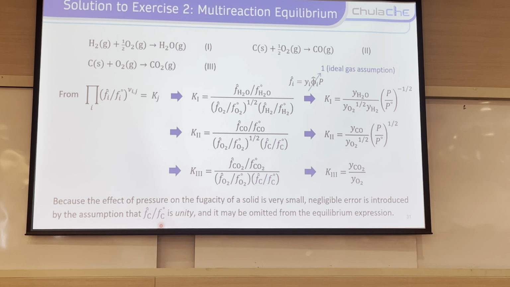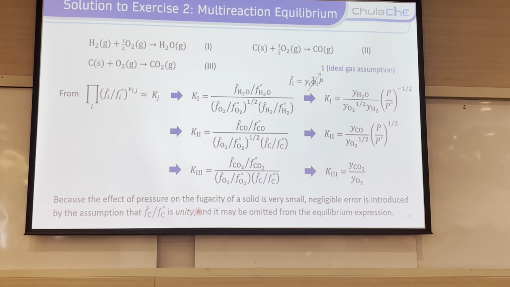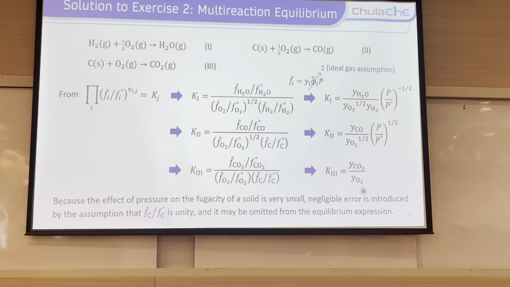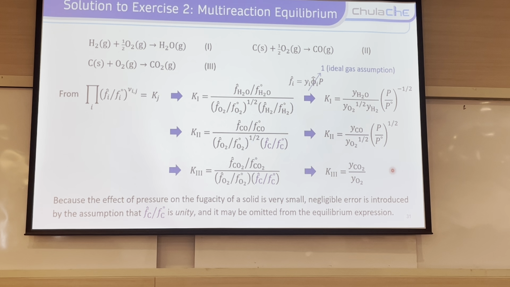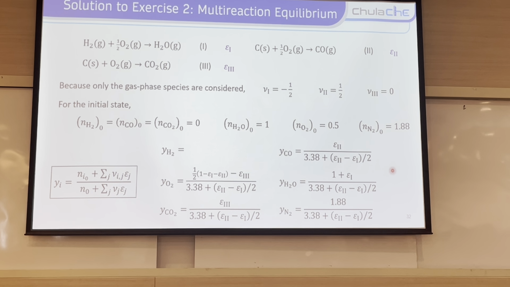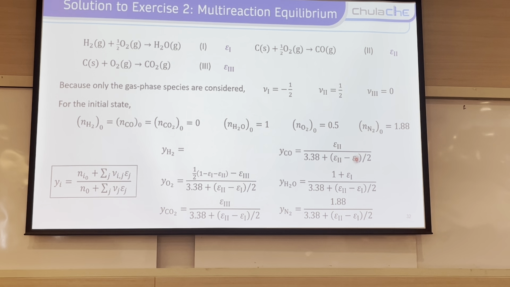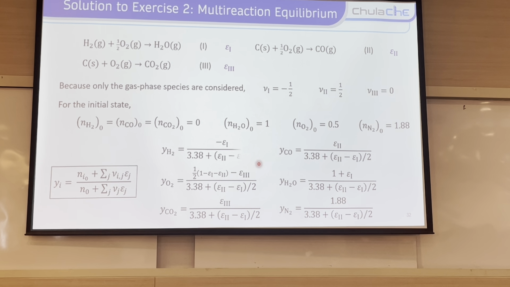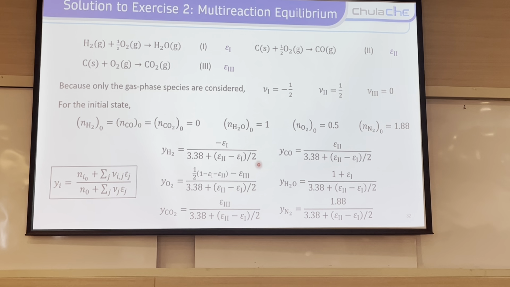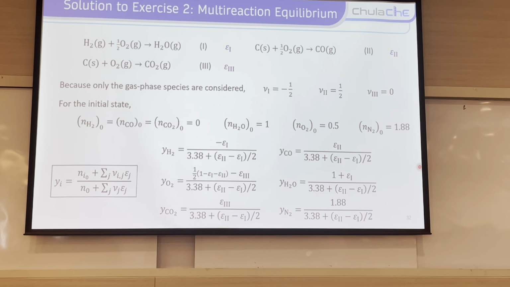So in this case, the pressure is related to the fugacity. So the ratio of fugacity of the solid carbon here we can assume to be unity. If so, we can get the final three equations looking like this. And from these equations, we want to determine the mole fraction of each species, so we have to write the mole fraction of every species here, like this, to put back into the equation.